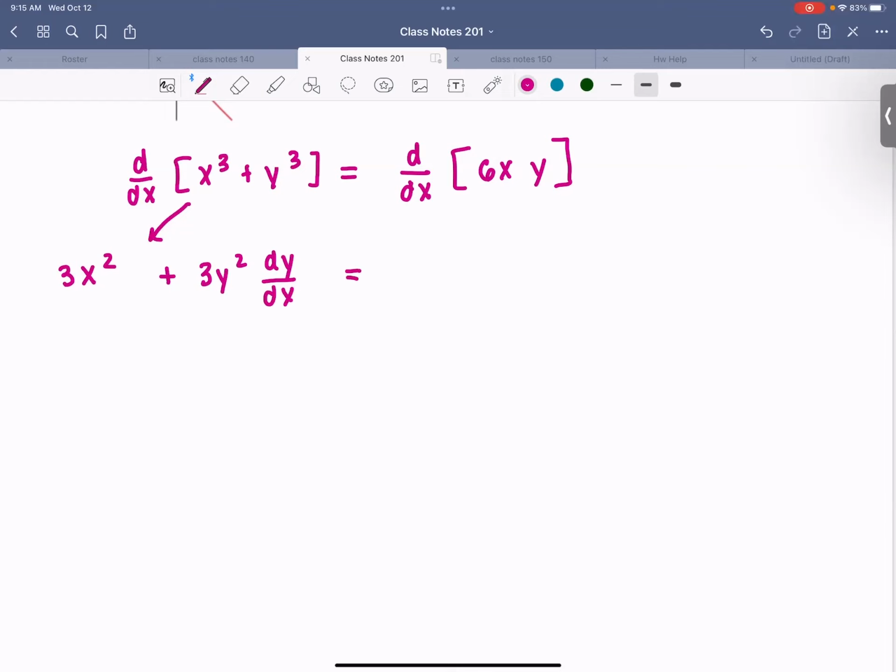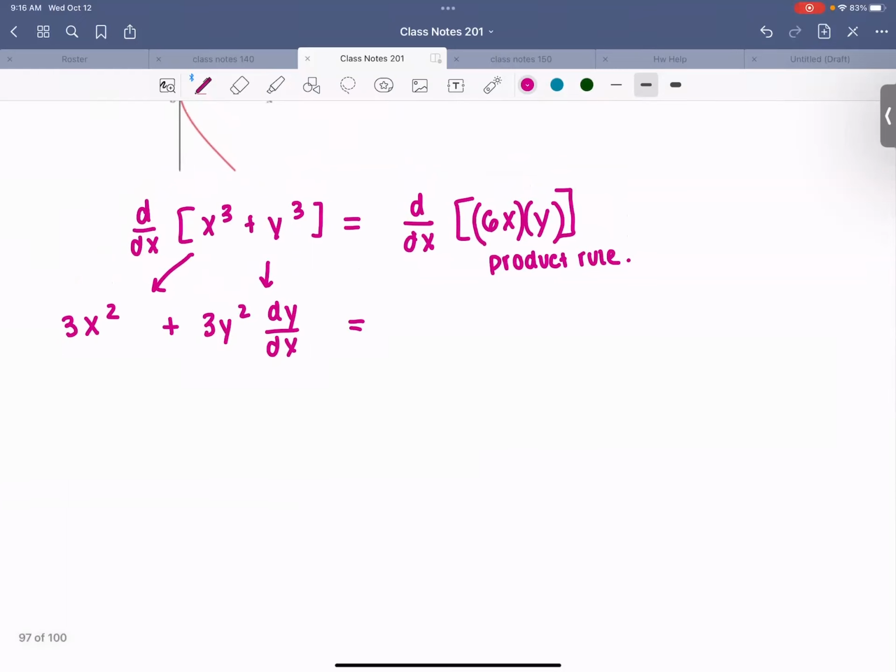Let's talk about the right-hand side. Okay, now I have 6x times y. What do you think is really going on here? The product rule, right? We have something with x multiplied with something with y. This is actually two things being multiplied together. Looks like we're going to have to use the product rule. Okay, now it doesn't matter which one we call f or g. I'm going to call the first one f, the second one g.